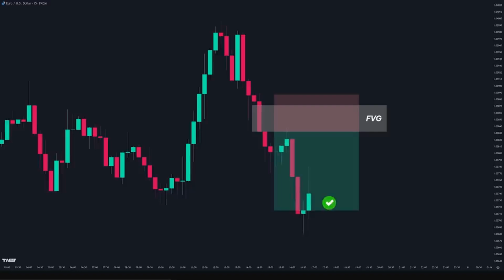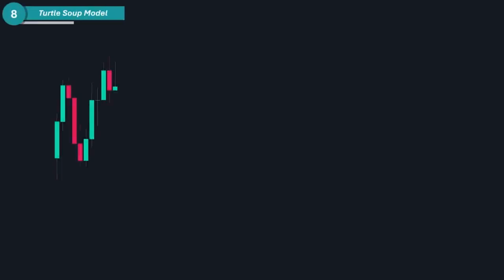This is an example of how the post-hunt entry model helps us catch high-probability setups by combining the liquidity concept with fair value gap entry. Now let's move on to the next entry model that combines the same concepts. The turtle soup setup.